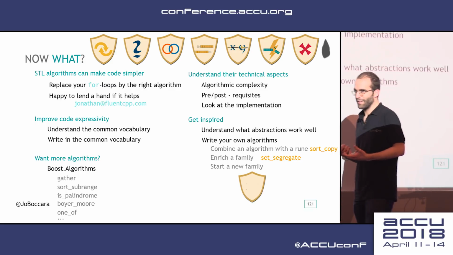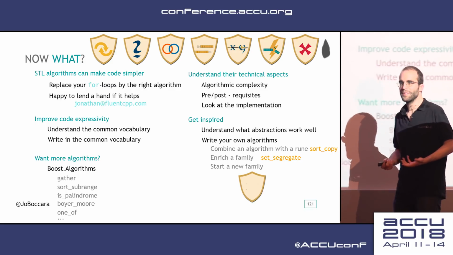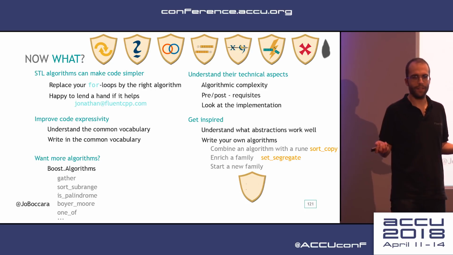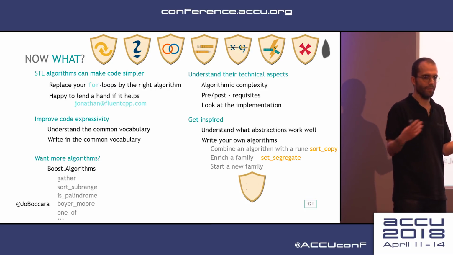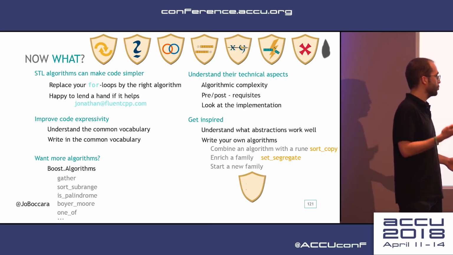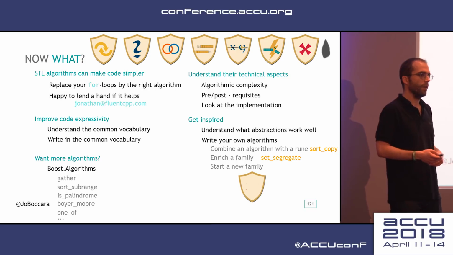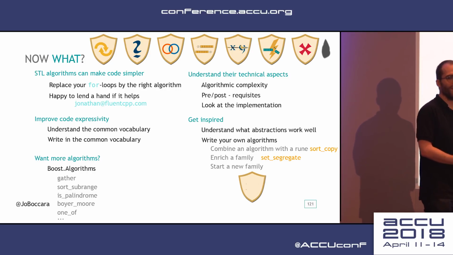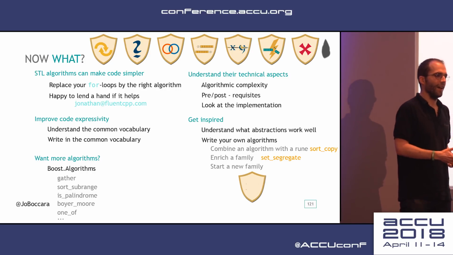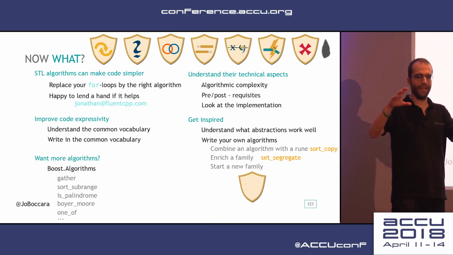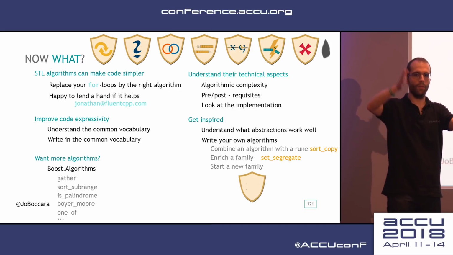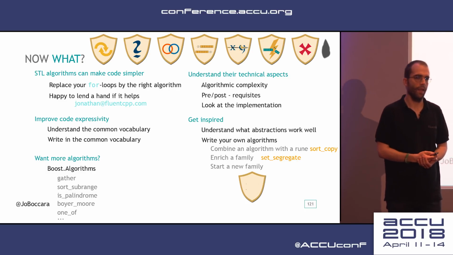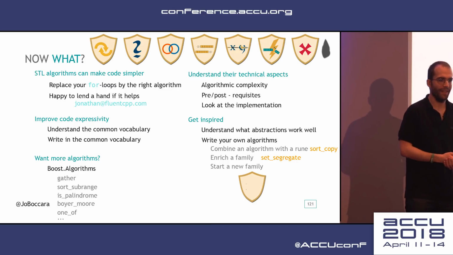And when you're familiar enough, you can start thinking about writing your own algorithm. So what sort of algorithm would you write? Well, you could do a simple thing and combine an existing algorithm with a rune to create a combination that doesn't exist yet, like sort copy, for example. Or you could add a city, enrich a family, right? If I had to add one, I think I'd add something in the algorithms on sets, which I love so much. I'd add something that would take two sets and return what's in A not in B, what's in both, and what's in B not in A in a single pass. That's one thing we could add to the algorithms. Or you could start a family.